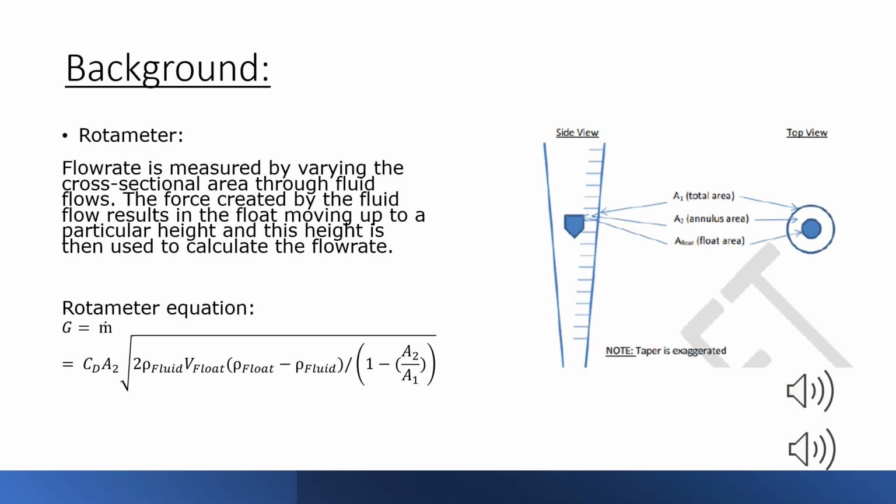In the following 3 slides, a brief on each flow meter used in this experiment will be given. In a rotameter, the flow rate is measured by varying the cross-sectional area through which the gas or fluid flows. The force that is created by the fluid flow results in the float moving up to a particular height, and this height is then used to calculate the flow rate. And the following is the equation used.